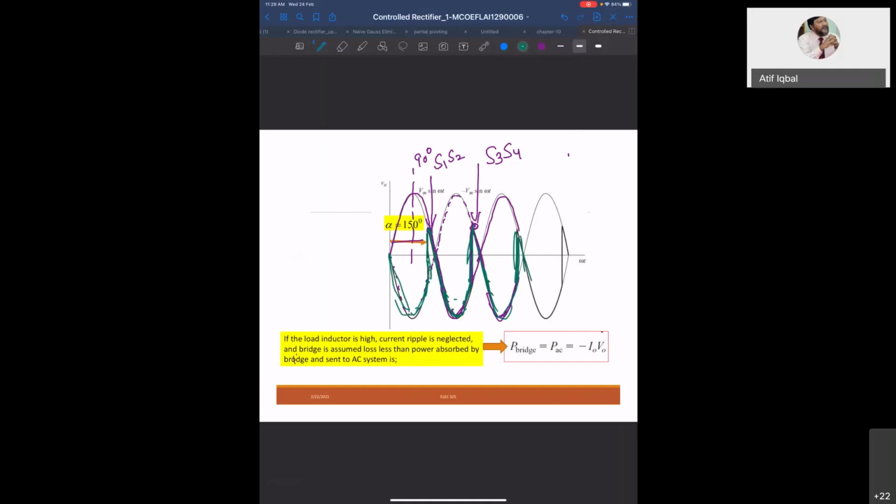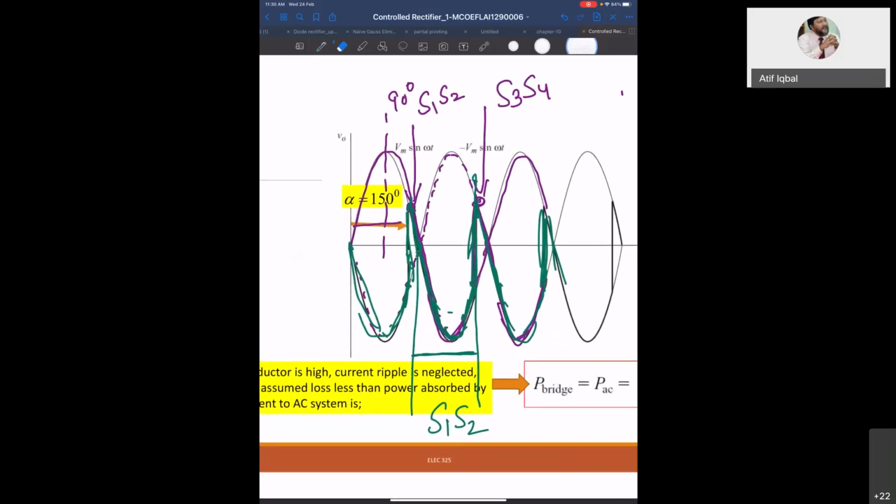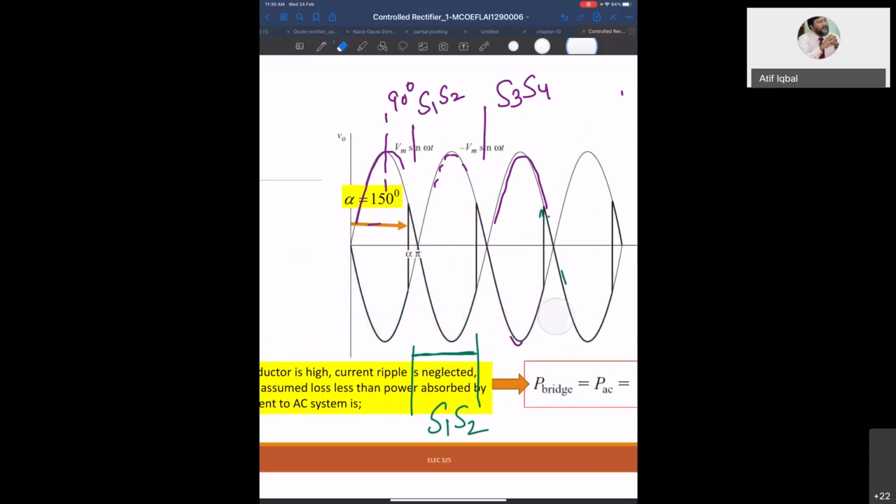So from here to here, S1 and S2 are operating. When S1 and S2 are operating, the voltage across them will be zero. And what will be the voltage when they are not operating? When they are not operating, this will be the voltage across them, the source voltage that you are applying. So from here to here it is source voltage, and then it will be zero voltage, and then again the source voltage. This is about S1 and S2.